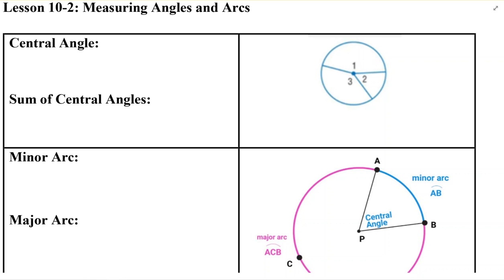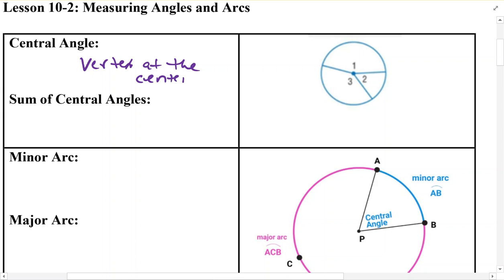Lesson 10-2, Measuring Angles and Arcs. A central angle is an angle with the vertex at the center. So the vertex of the angle, which remember is the center point of the angle, is the center of the circle. The sums of the central angles add up to be 360.